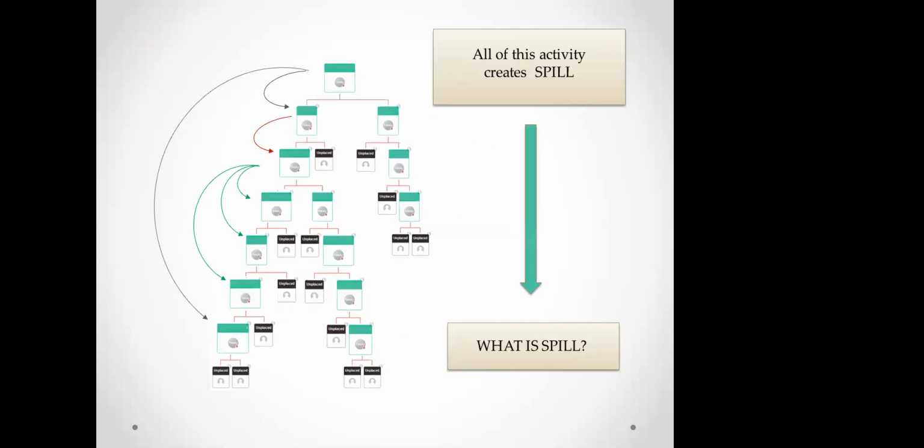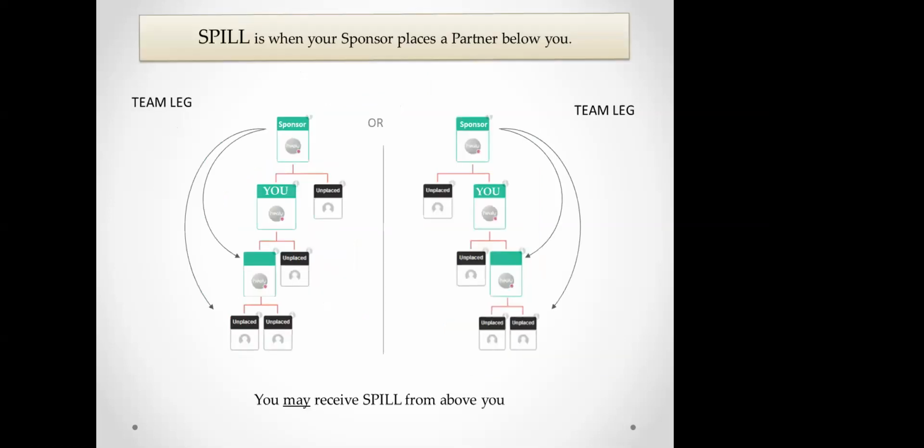So all of this activity creates spill. A lot of people want to know what spill is, because people who haven't done multi-level before and haven't been in a compensation plan where there is spill don't know what it is. Spill is just the placement of people down below your organization that you also get to reap the benefits of them being in your organization. So let's go into that a little bit deeper.